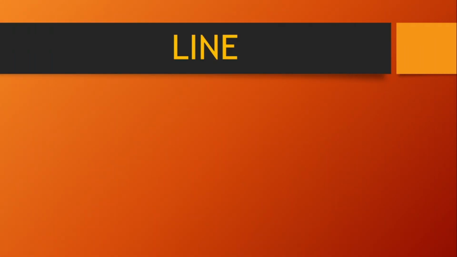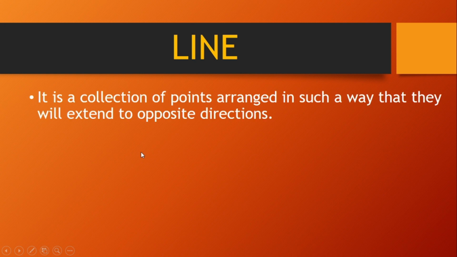Next is the line. A line is a collection of points arranged in such a way that they extend in opposite directions. If you notice, it is a collection of points. So, this means a line has many points. For example, this one. There are a lot of points there. It is a collection of points arranged in such a way that it extends in opposite directions, here and here. Okay, so that is a line.